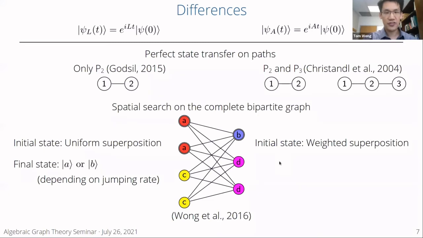So if you evolve using a search algorithm with adjacency quantum walk, then your final state, instead of being just A or B, it's actually going to be a superposition of A and B. So your final state allows you to search for marked vertices in both partite sets. Instead of over here, you can only search for marked vertices in one partite set at a time. Yeah, so this is another qualitative difference between these two types of quantum walks.